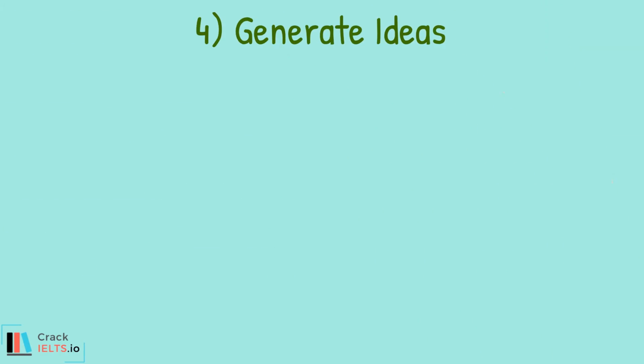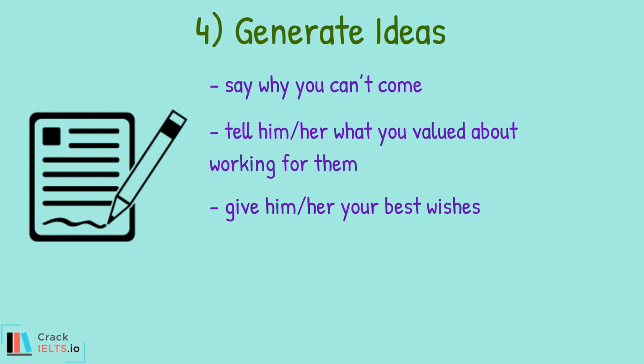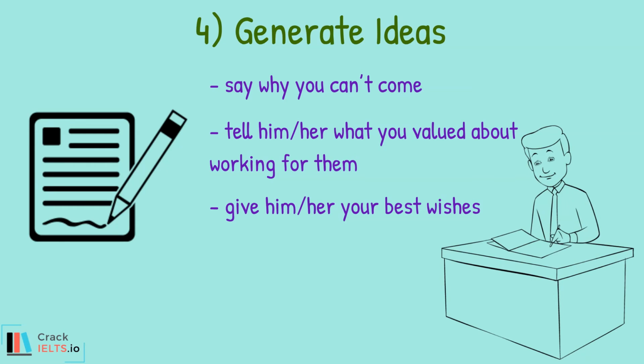Next, you need to generate ideas. Finally, we must think up some ideas to write about for each bullet point. If we do this before we start writing, we'll know what we are going to say and won't need to keep stopping to think about the next idea. With only 150 words to write, you won't need many ideas for your formal IELTS letter. Just be sure to cover the 3 bullet points and develop each idea fully.